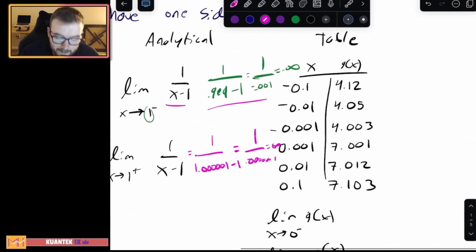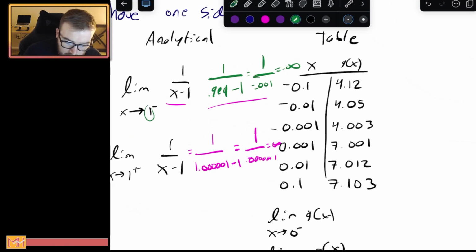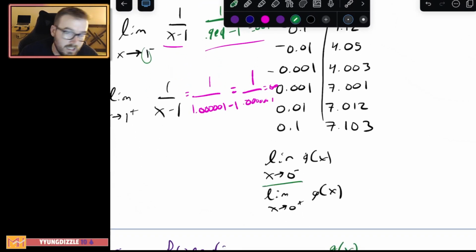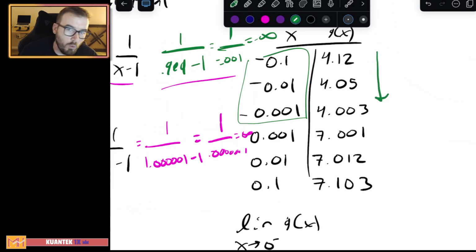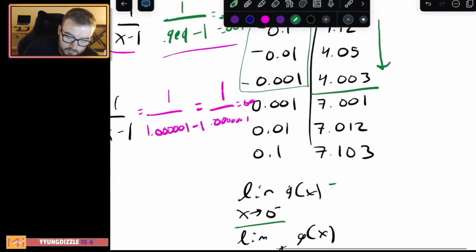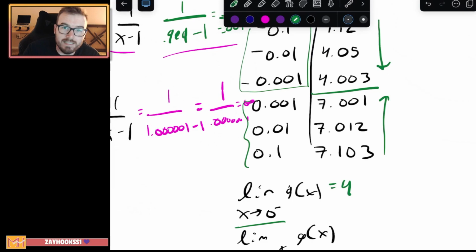All right, what about this table? What have I demonstrated here? We're trying to ask what's the limit of g of x as we approach 0 from the left, and what's the limit as we approach 0 from the right. So here's a table. Which values are to the left of 0? The negative ones. So as you're approaching 0 from the left, what y value are we headed to? Looks like 4. But as you approach 0 from the right, the positive values, 0.1, 0.01, 0.001, it looks like we're headed towards 7.